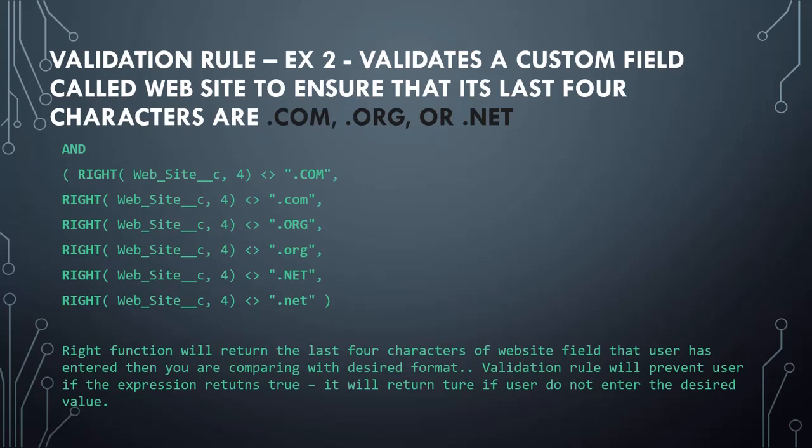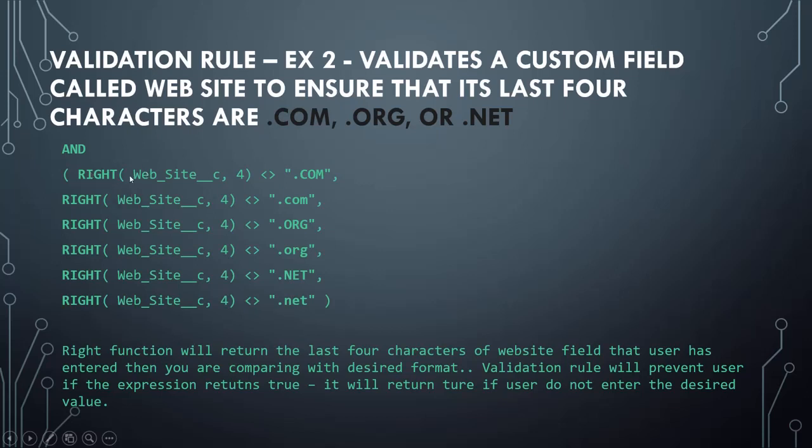In this scenario, we are validating a custom field called website to ensure that its last four characters are .com, .org, or .net. The user can enter small caps or caps also. We have considered all those scenarios, and in this validation rule we have included the AND operation, and we are using the RIGHT function.